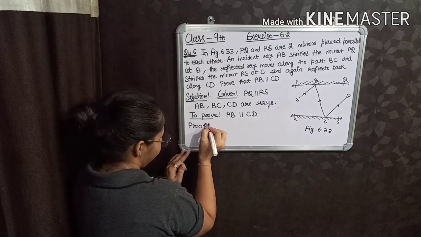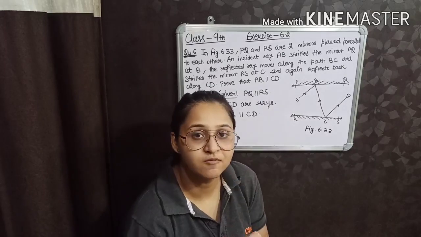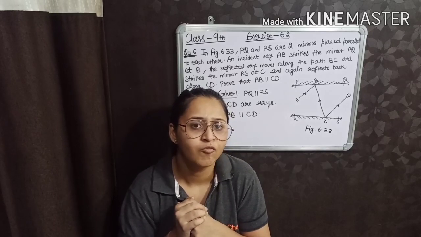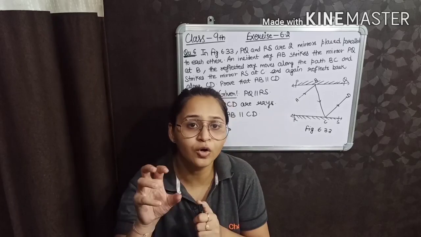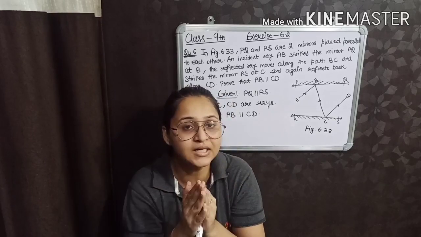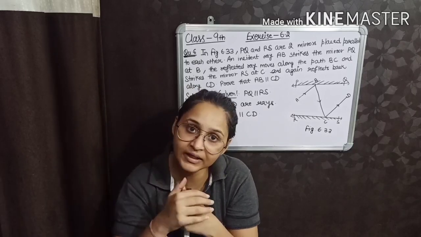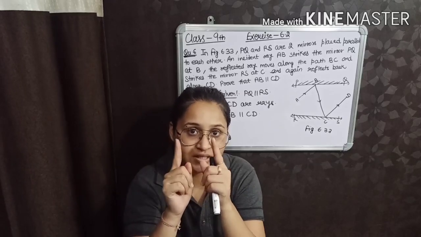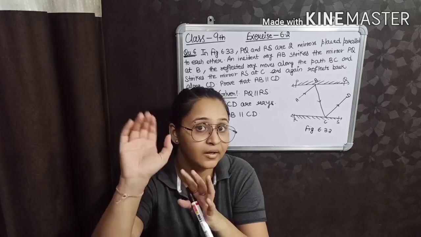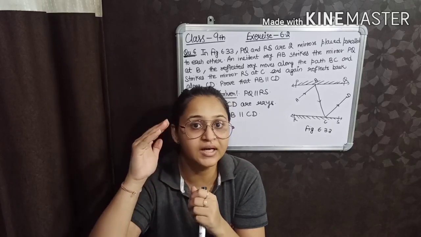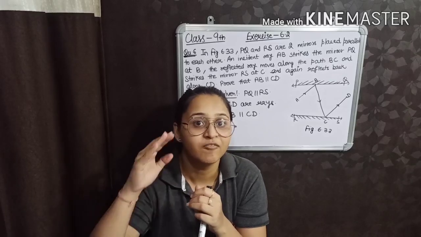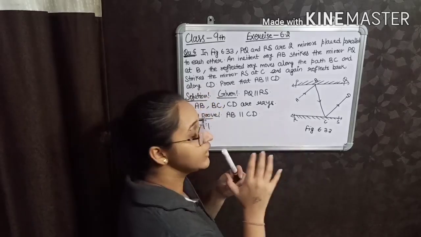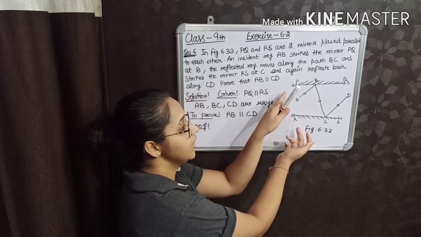Now, when there are incident rays, reflected rays, and mirrors, do you remember the laws of reflection? What is the law of reflection? It says that the incident angle is equal to the reflected angle. The incident angle is made when an incident ray strikes the mirror, and the reflected angle is made when the reflected ray comes back from the mirror. So we can apply the laws of reflection in this figure.